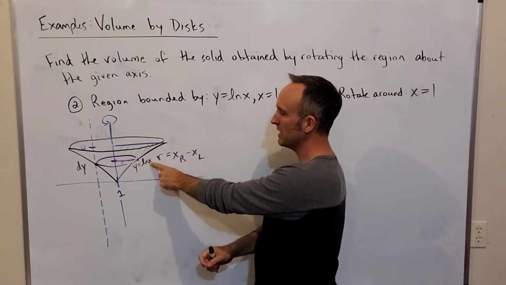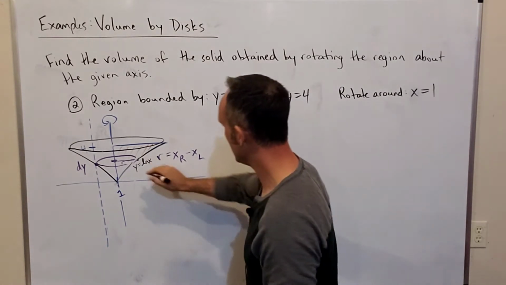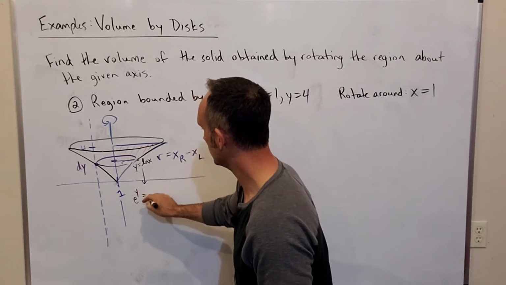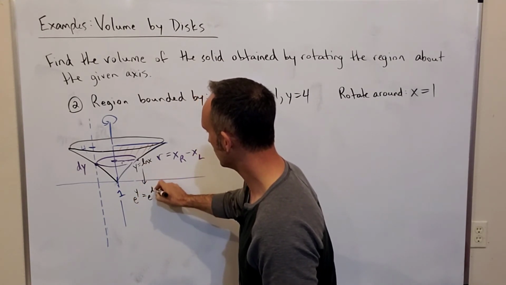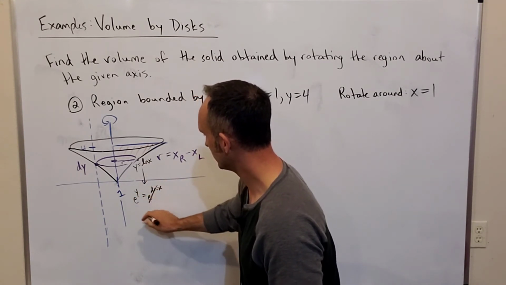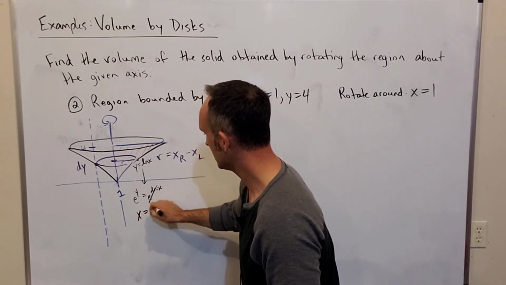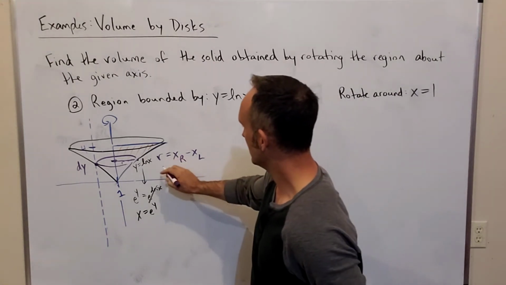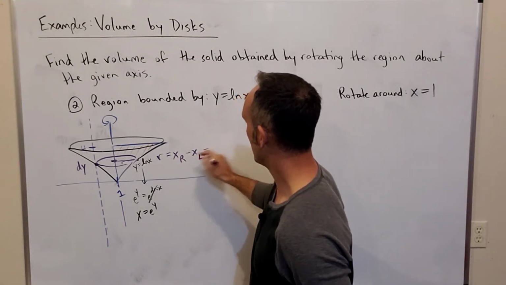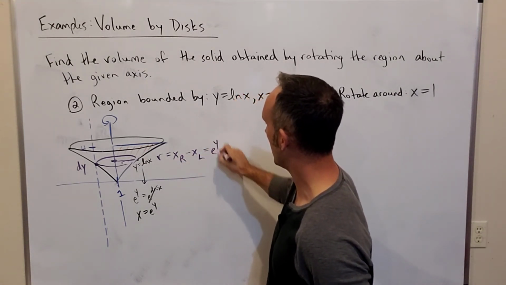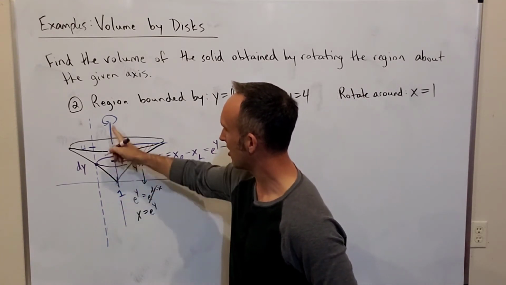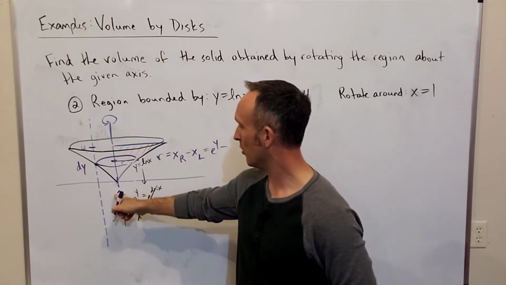Now to undo a natural log, you do a base of e on both sides. So e to the y equals e to the natural log of x, and those cancel, so we can see that x is e to the y. So that means that my radius is going to be, my rightmost x is going to be e to the y, minus my leftmost x now is the constant, not 0, but 1.